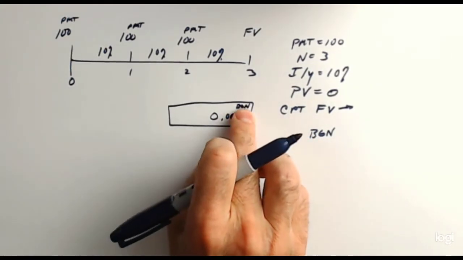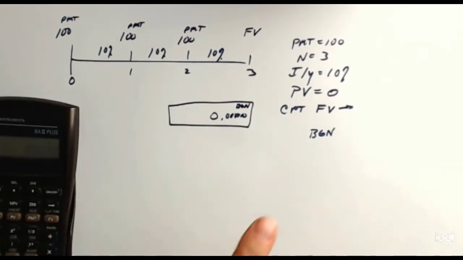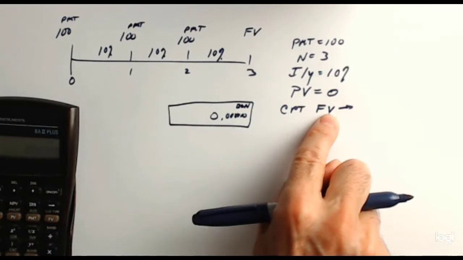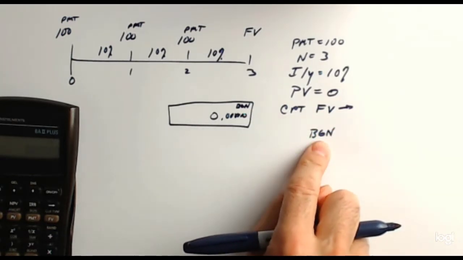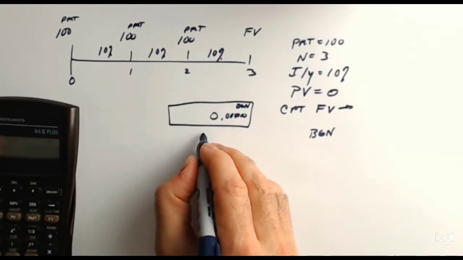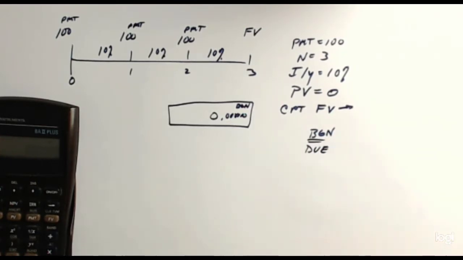Now that's telling you you're calculating a beginning annuity. And since we're going to hit compute future value, we're computing the future value of an annuity that's beginning. Sometimes it's called an annuity due, by the way, but your calculator just uses BGN.